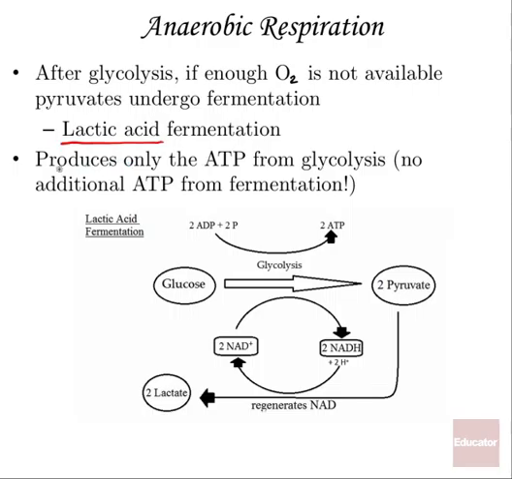So fermentation, specifically the lactic acid variety, produces only the ATP from glycolysis. No additional ATP happened from fermentation. That means that anaerobic respiration as a whole, the total amount of ATP is just a net gain of 2. There's no Krebs cycle. There's no oxidative phosphorylation, because there's no making of ATP during this fermentation process.